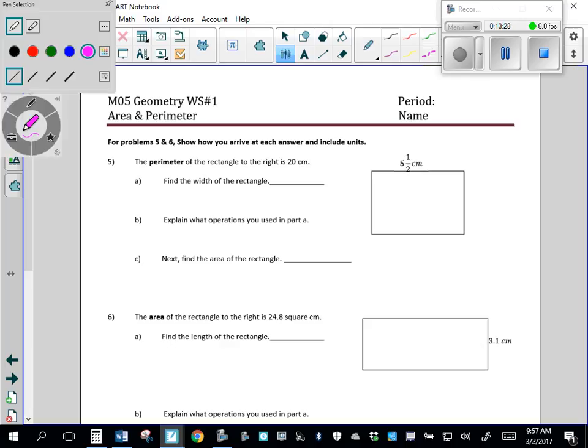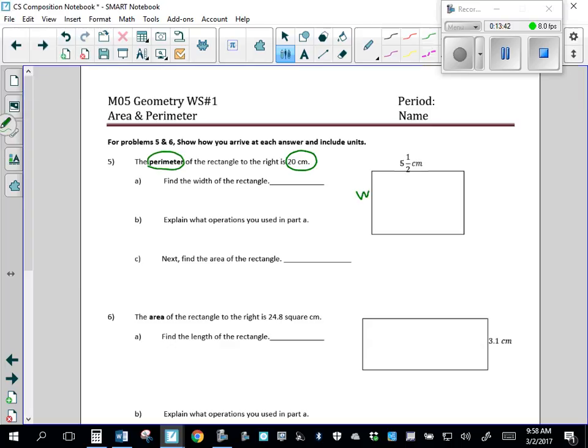We're focusing on equations. So when I read this problem, the perimeter of the rectangle is 20 centimeters. So we have to find the width of the rectangle. We'll call this the width then, since we have 5.5 here. So my first equation is going to be a perimeter equation, because that's what I started with. So I know the perimeter is 2 times 5.5 plus 2 times W. But I also know the perimeter is 20, and I know this makes 11. So my goal is to find that W.